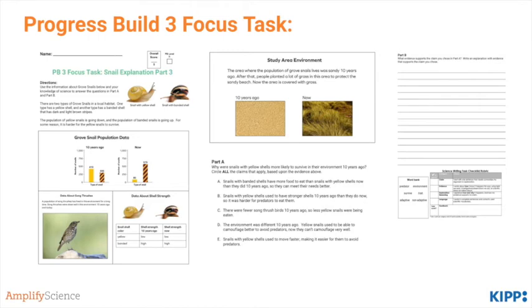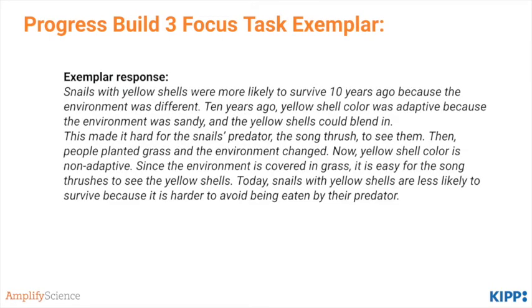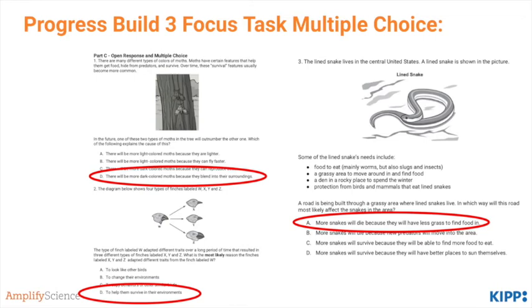Pause now. You should have marked claim D, and here's an exemplar response explaining why that is. Go ahead and read it over and compare it to your own. And here's the multiple choice. Go ahead and complete it, pausing now. Great, here's the answers. Go ahead and check them, pausing now.